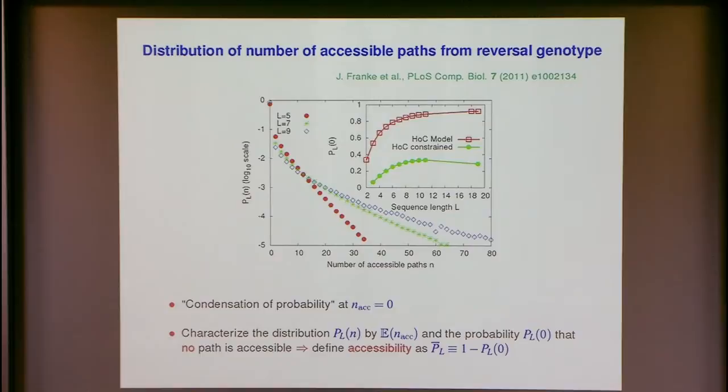And you see that this appears to be approaching 1 in the limit of large L, which means that in a large hypercube, with probability 1, you will not have such a path. And this was actually subsequently proved. I'll come to that on the next slide. But I also want to mention the second plot here, which says constrained House of Cards model.